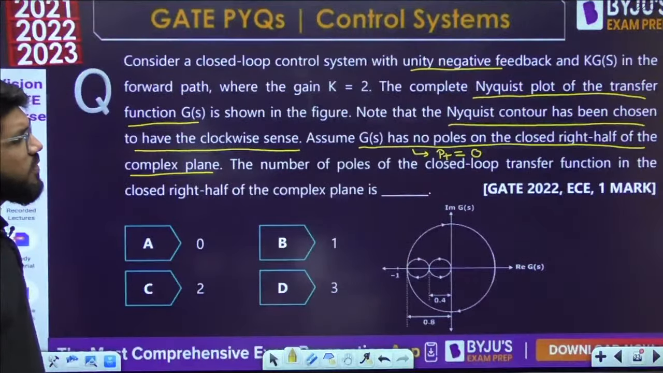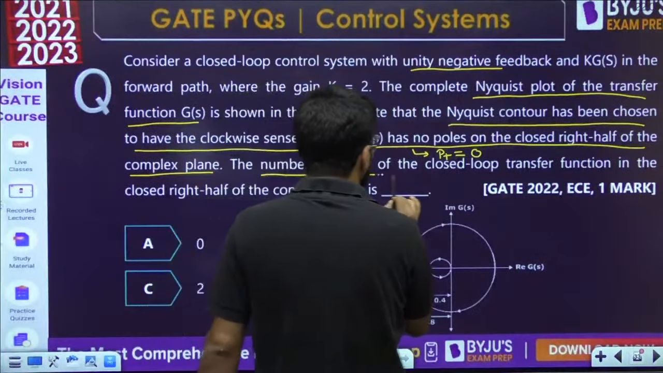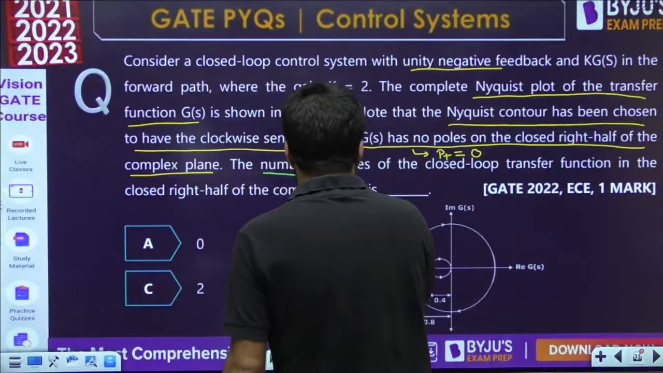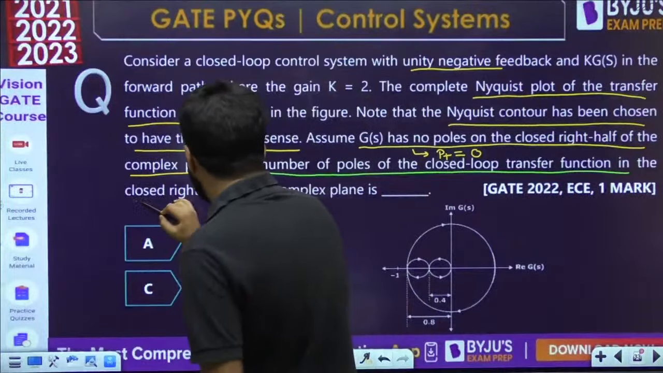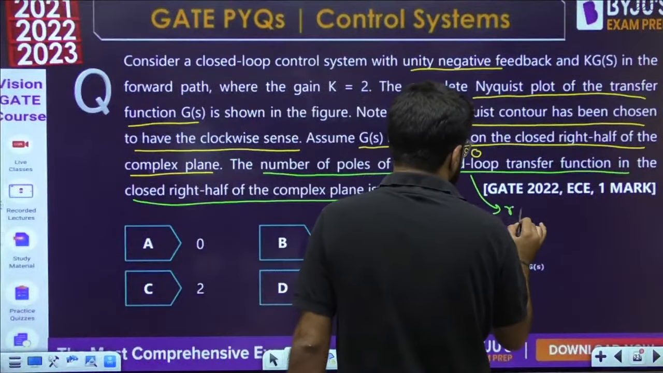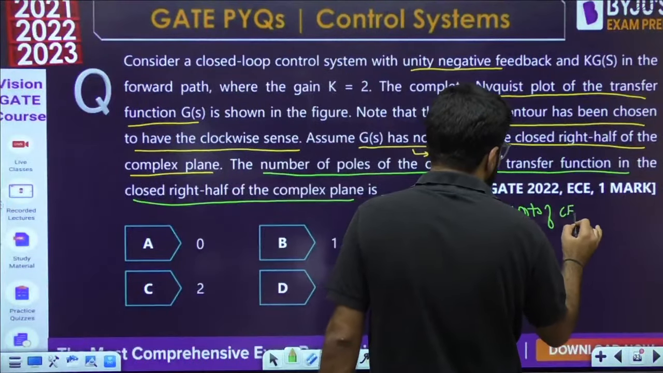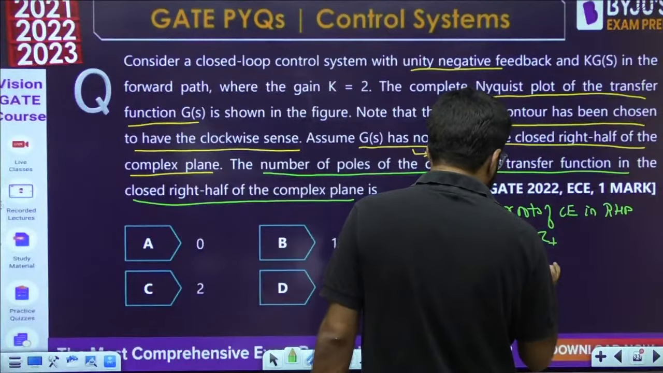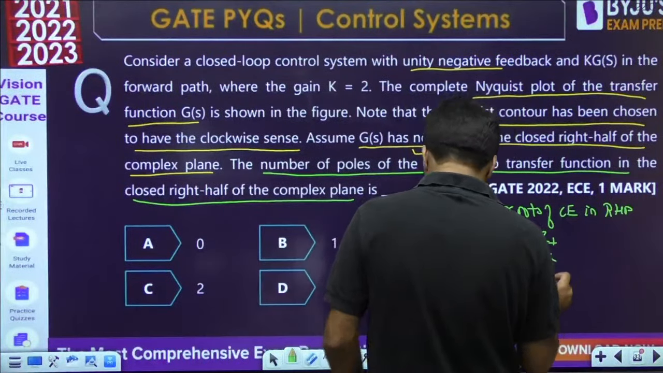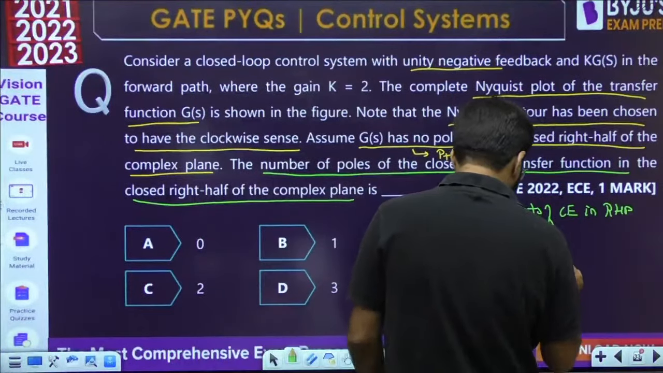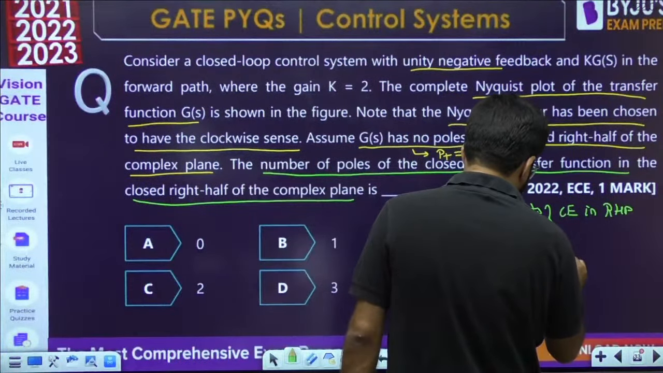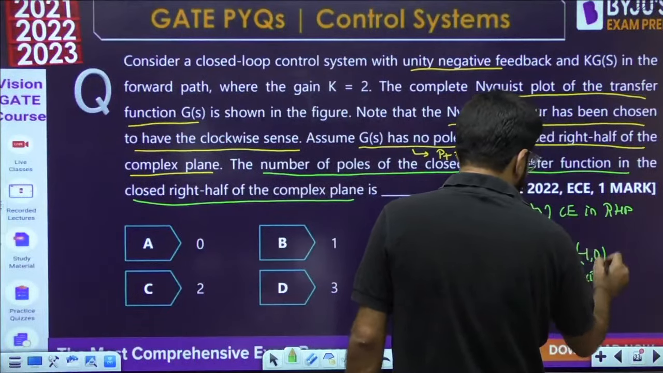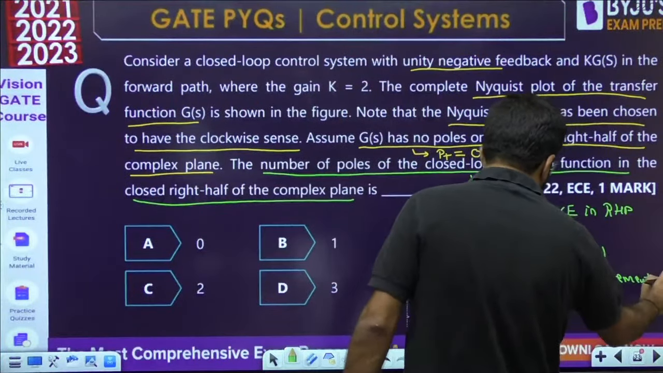Number of poles of the closed loop transfer function. Let me highlight this separately. What am I looking for? Number of poles of the closed loop transfer function in the RHP. That means roots of the characteristic equation in the RHP, which is Z plus. But when Z plus is roots of the characteristic equation in the RHP, what do we consider? Minus 1 comma 0 encirclements. When you are interested in roots of the characteristic equation, you have to consider the minus 1 comma 0 encirclement.